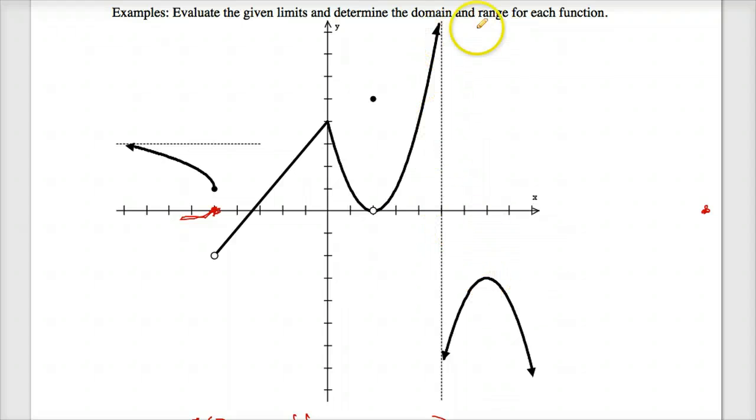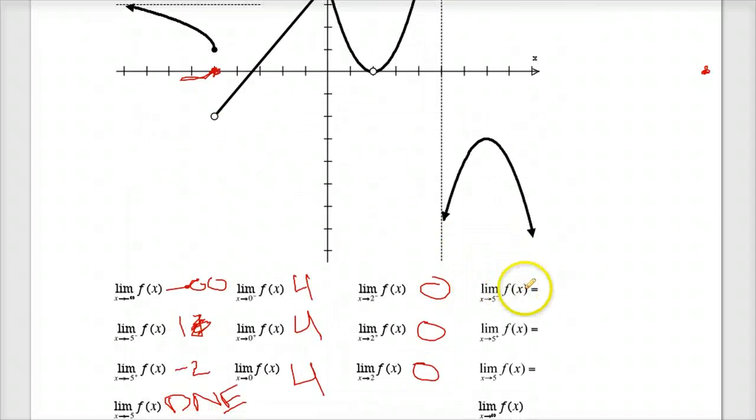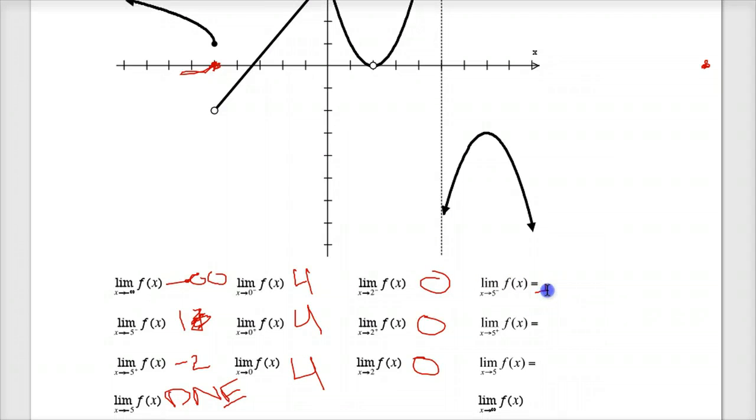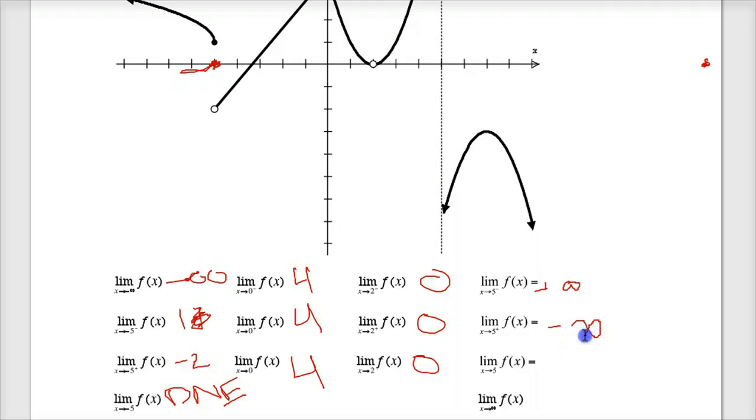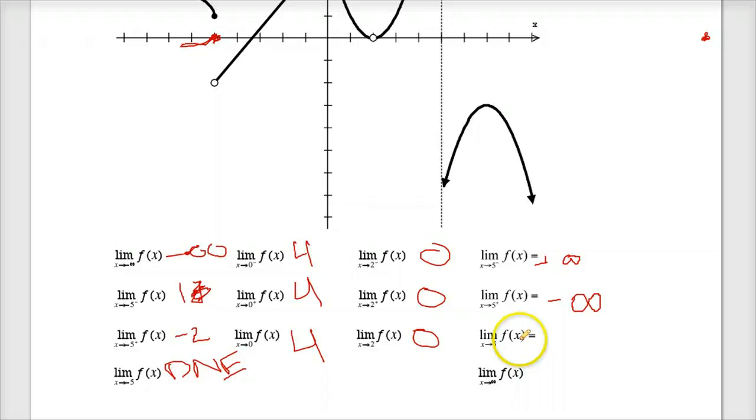From the right, it's a different arrow. This arrow is going all the way down. So from the left of 5, it's going towards positive infinity. I know it's a weird drawing. From the right, it's going towards negative infinity. This is positive infinity, this is negative infinity, so you should know that the general limit at 5 does not exist.